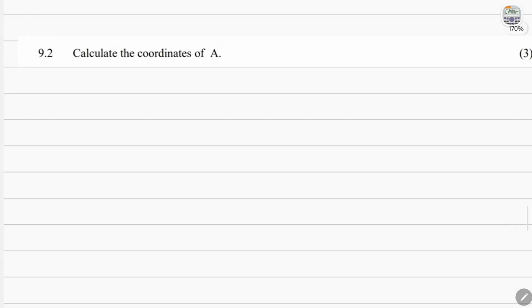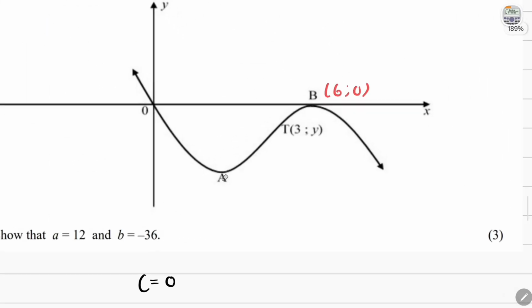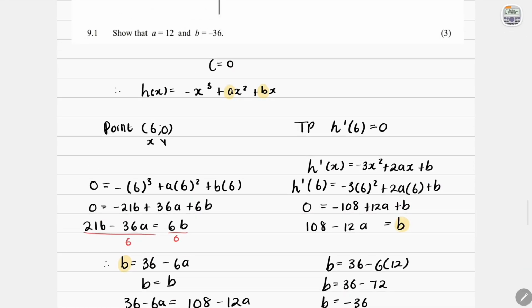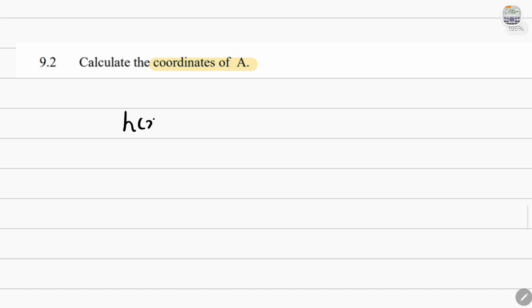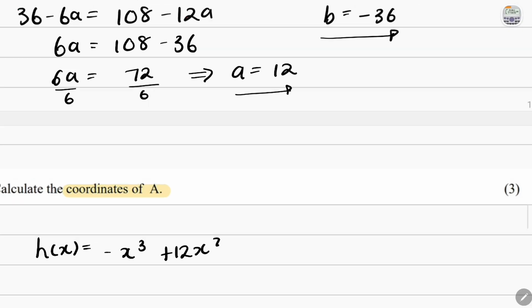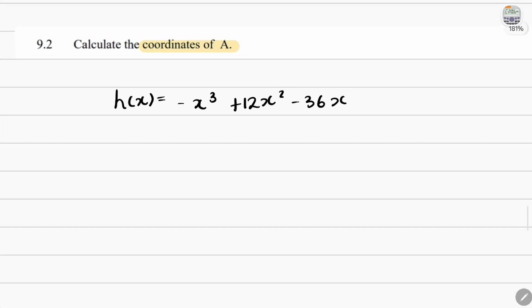The next question says calculate the coordinates of A. So the coordinates of A. What was A? A is the other turning point. So just find the other turning point. Now that we have a and b, we can complete our equation. So our equation is now h of x is equal to negative x cubed, and in place of a is 12, so there's positive 12x squared, and b is negative 36, so that's minus 36x. And now we can find the stationary points, because A is one of the stationary points.